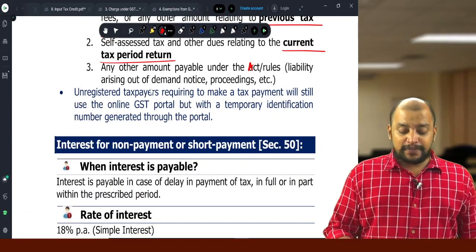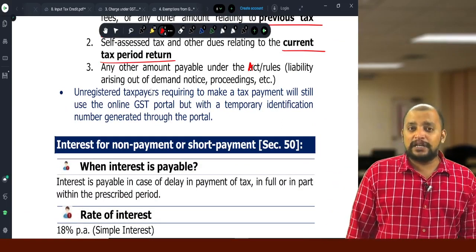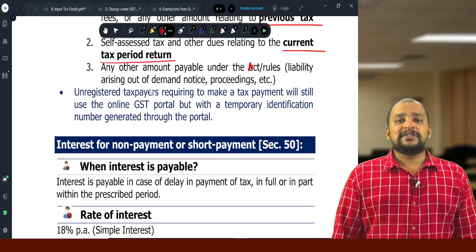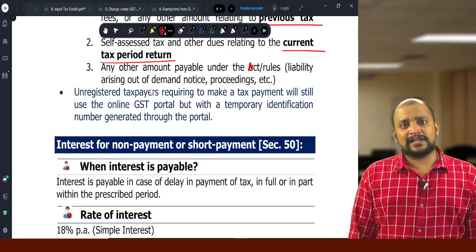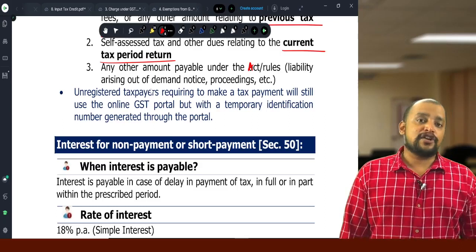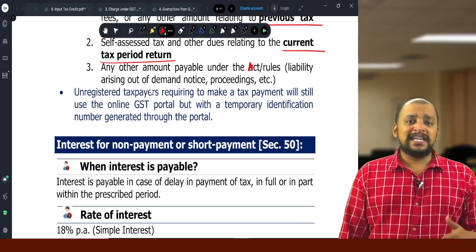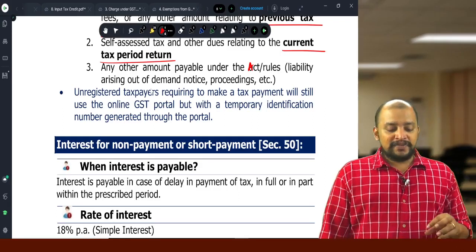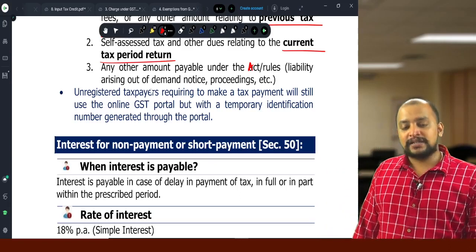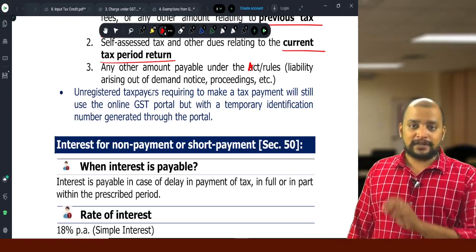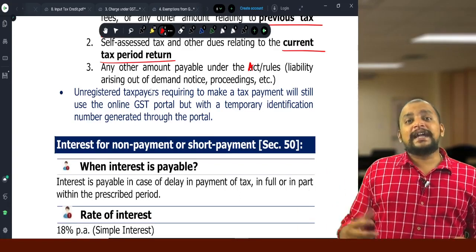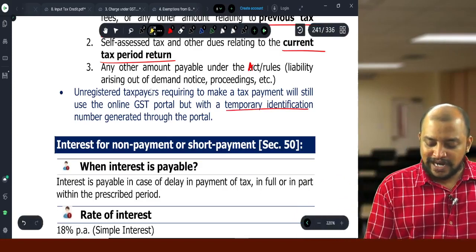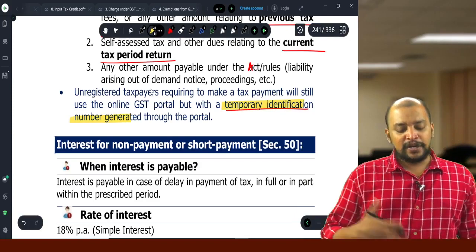Then an unregistered person requiring to make a tax payment will still be using the GST portal. Say there is an unregistered person liable to pay tax, but he didn't pay tax. Why did he not pay tax? He evaded. He crossed the turnover, he suppressed the turnover, he evaded the tax, he did not pay. So now he needs to pay. When this unregistered person is liable to pay tax, he will be making the payment through the GST portal, and for that a temporary GSTIN, a temporary identification number, will be given to that person to make the payment.